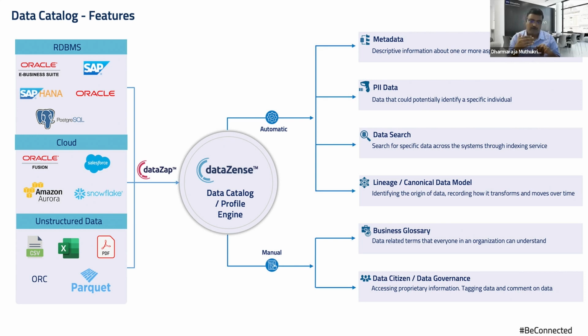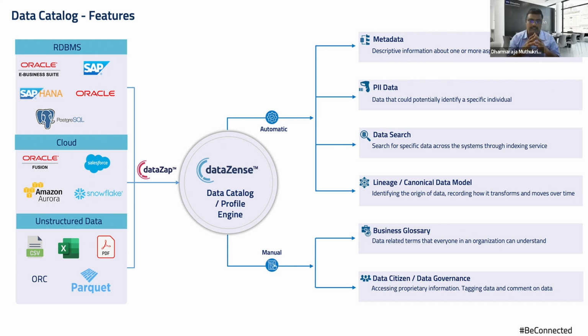So coming on to the manual process, one is the business glossary, as I told you before. If you want to give some additional information about a particular data, for example, I would like to give additional information for a table or for a column.